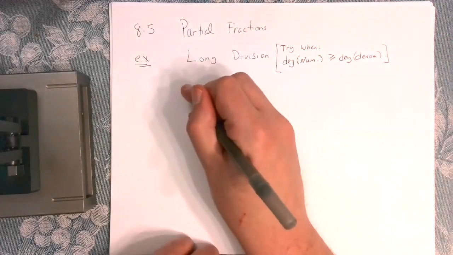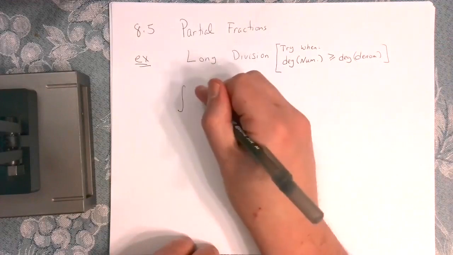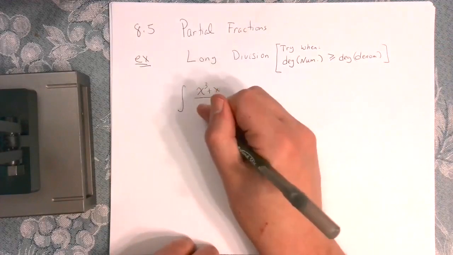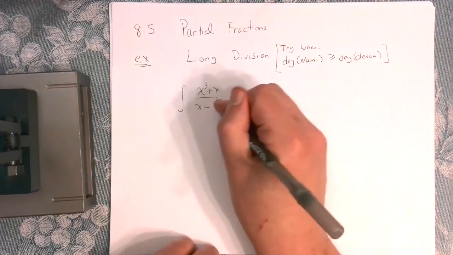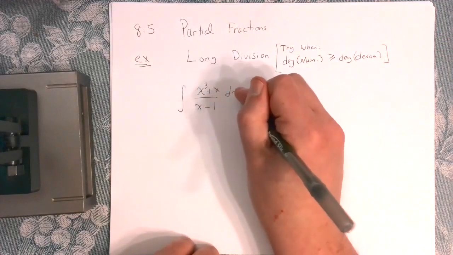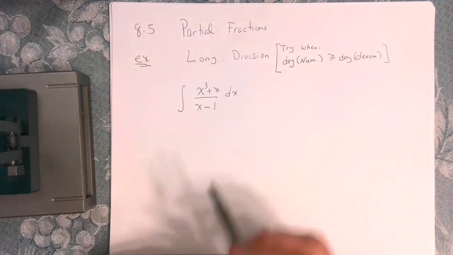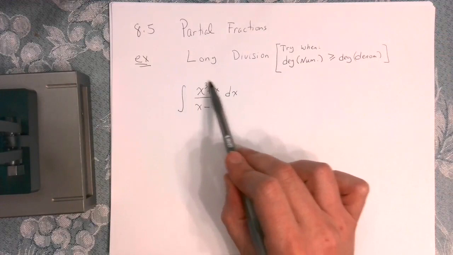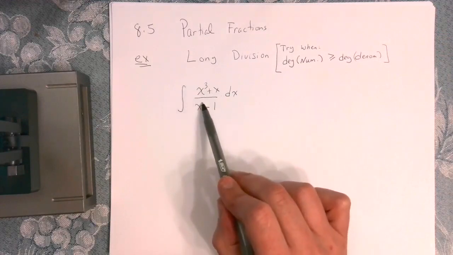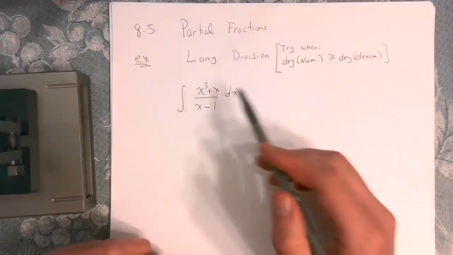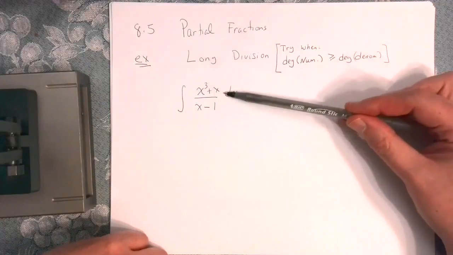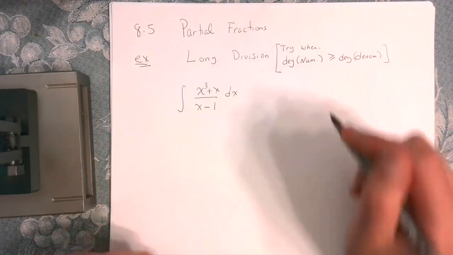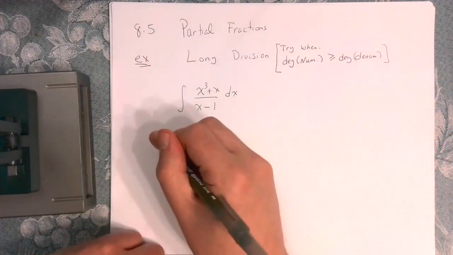And so for example, here's a case where I would use long division. Let's say I've got x cubed plus x over x minus 1, and I want the antiderivative, right? I want to integrate here. So you'll notice that the numerator is a degree 3 polynomial, and the denominator is degree 1. So the degree of the top is larger than the degree of the bottom, so we're going to divide first. Step 1 is long division.